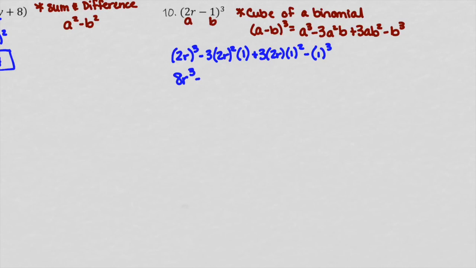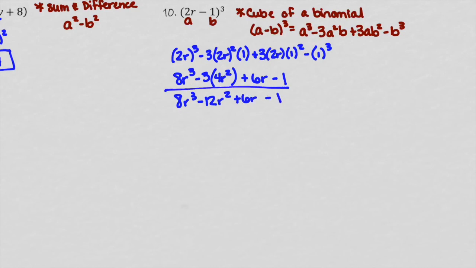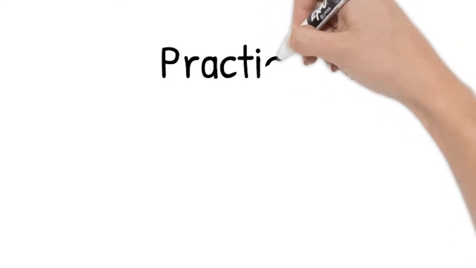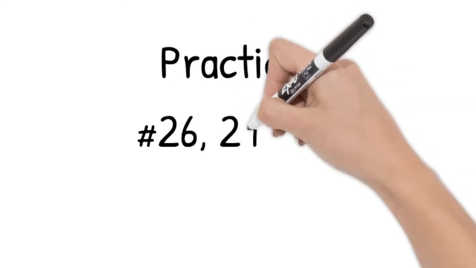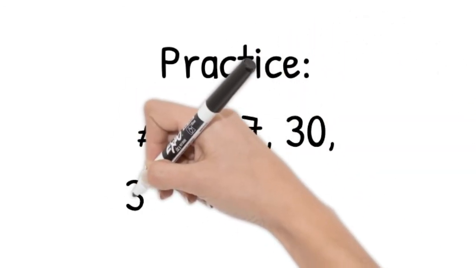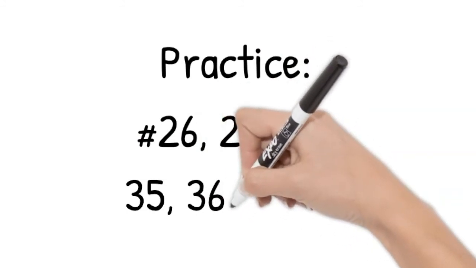All right, 2r cubed is 8r cubed. You have to cube the 2 as well. Minus 3 times 4r squared, because I had to square that, plus 6r minus 1. Okay, let's clean it up a little more. 8r cubed minus 12r squared plus 6r minus 1. And that is in standard form, and it's done. So now you can go to your practice and finish it up by doing problems number 26, 27, 30, 35, 36, 37, and 38.